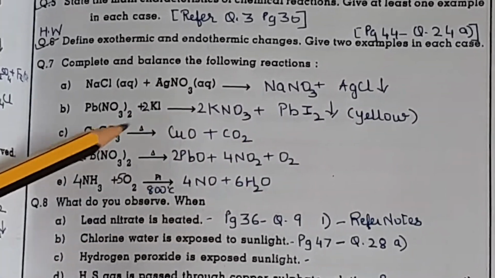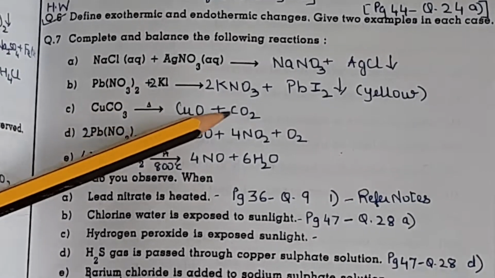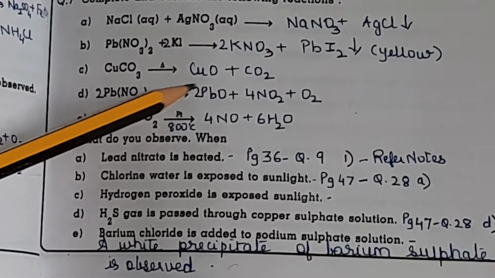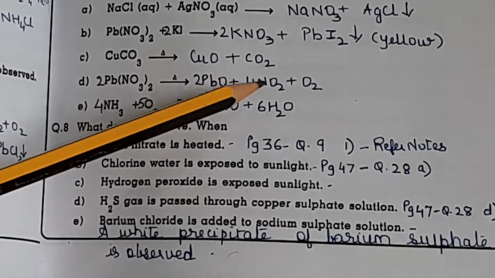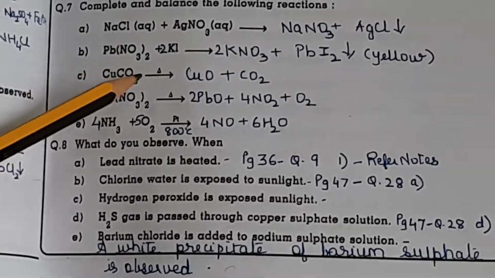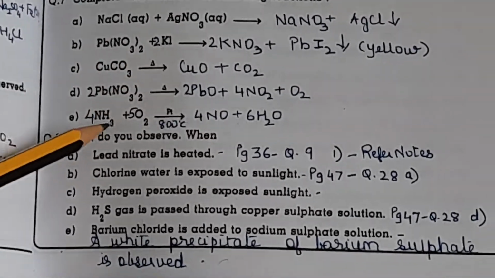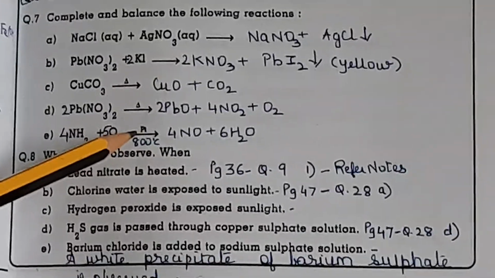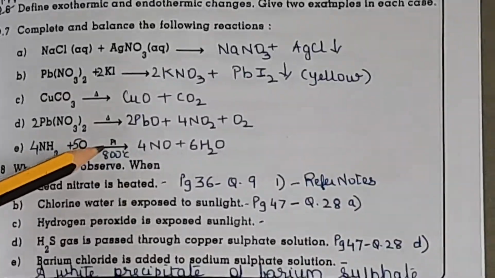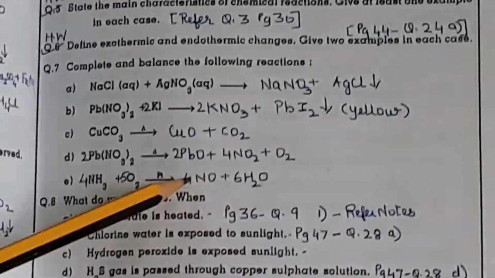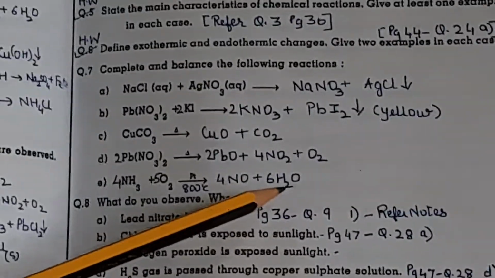Then CuCO3 on heating will give you CuO plus CO2. 2 Pb(NO3)2 on heating will give you 2 PbO plus 4 NO2 plus O2. Okay, these are all very important reactions, always asked. 4 NH3 plus 5 O2. Now this platinum is shown. So this reaction is called catalytic oxidation of ammonia. Platinum is the catalyst. At 800 degrees it will give you 4 NO plus 6 H2O.